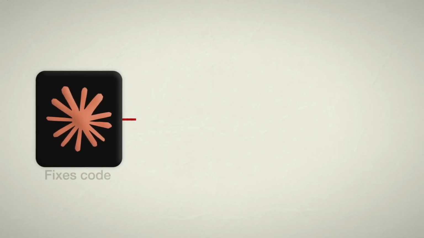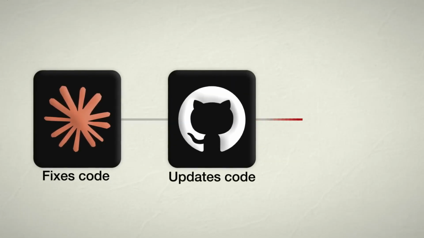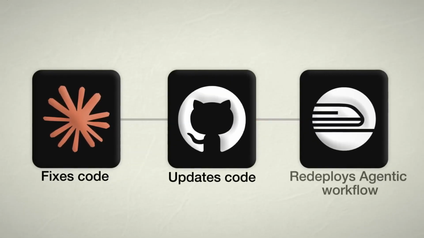We go to Claude Code, we say, hey, there's an error. Claude Code fixes the code, which then goes to GitHub and updates the code with the new updated version. And then it goes to Railway and redeploys the actual agentic workflow.